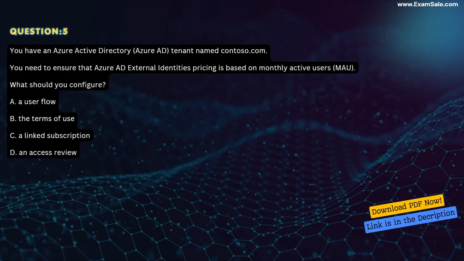Question 5. You have an Azure Active Directory (Azure AD) tenant named Contoso.com. You need to ensure that Azure AD external identities pricing is based on monthly active users (MAU). What should you configure? A. A user flow. B. The terms of use. C. A linked subscription. D. An access review. Correct answer, C.